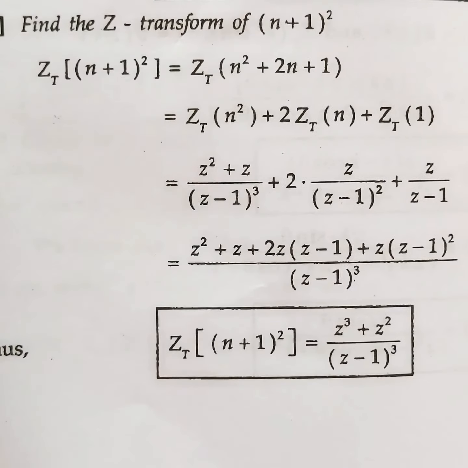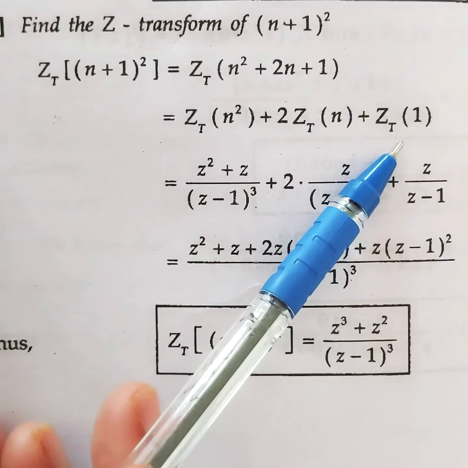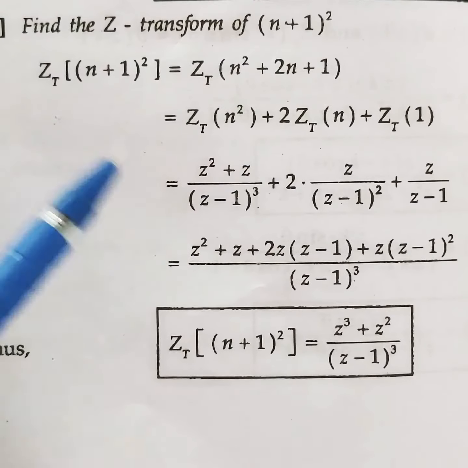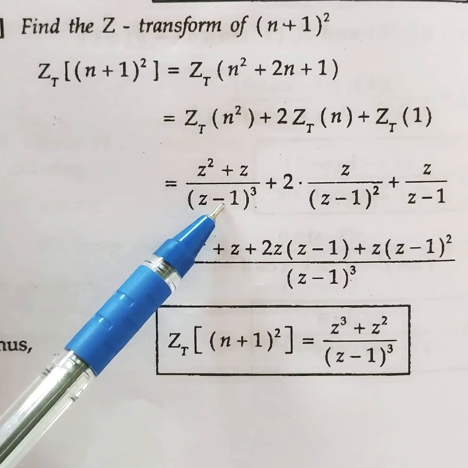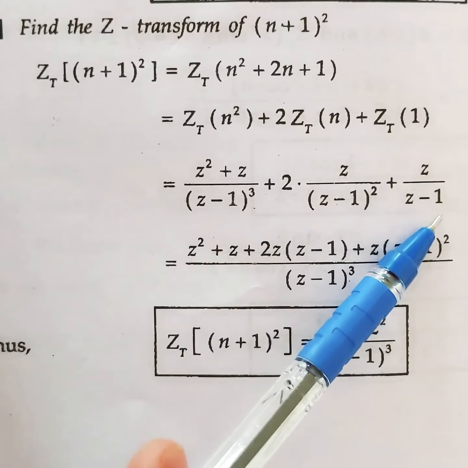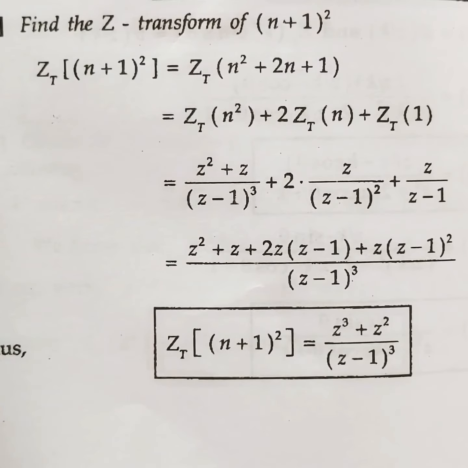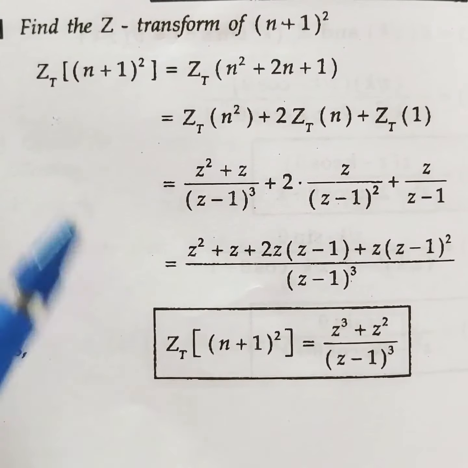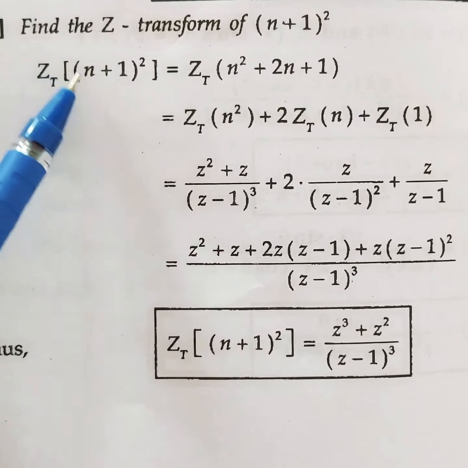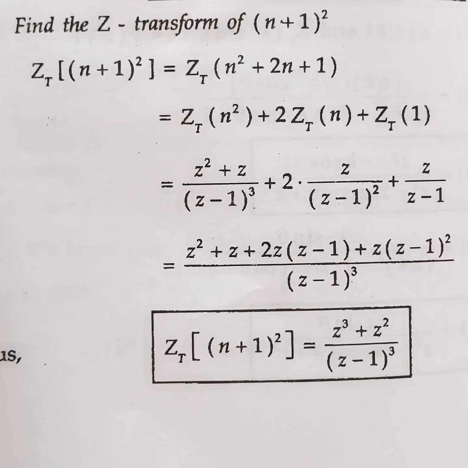So the z transform is the first term plus 2 into the z transform of the second term plus the z transform of the third term. Whatever formulas we have seen, the z transform of n square, we have used it. This is a formula for n. This is a formula for the z transform of 1 from the tabular column, right? Just take LCM and simplify it. Though we don't have a direct formula for this, we are bringing it to the formula format and we are solving it.